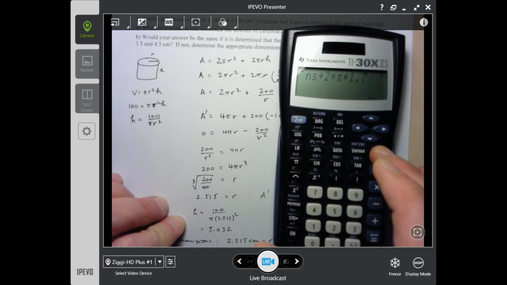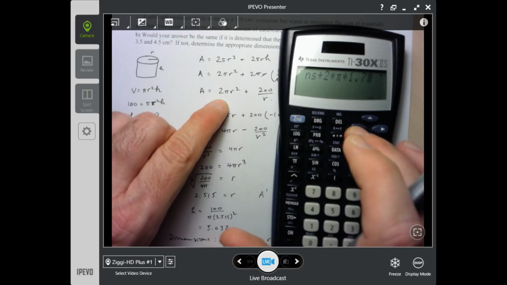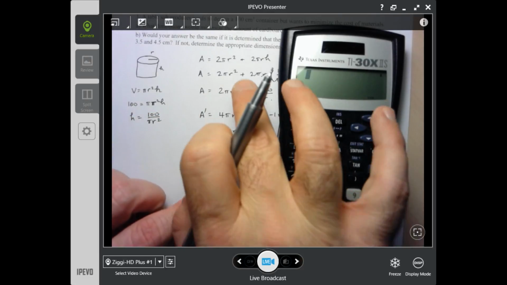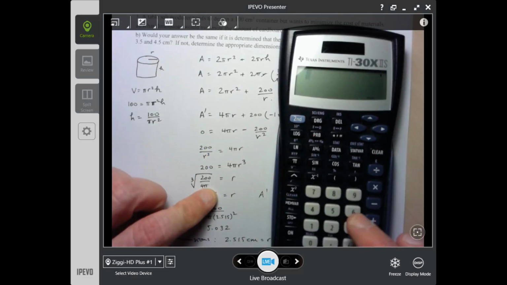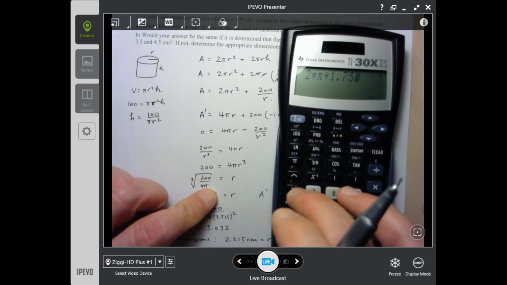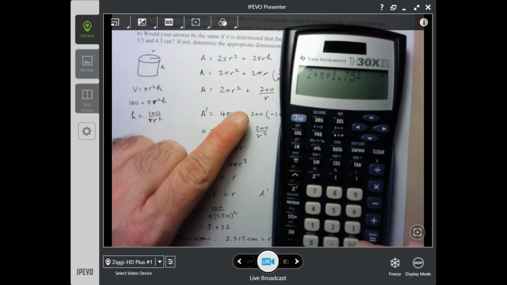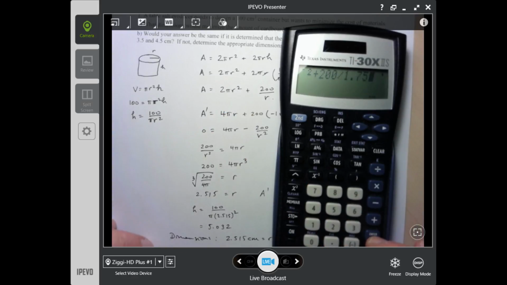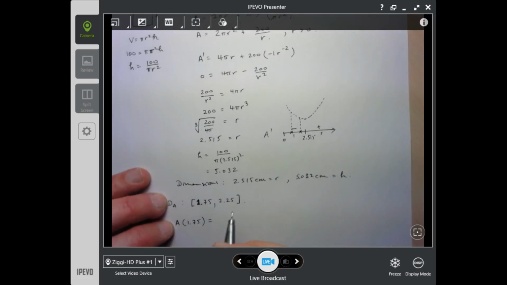Oh, sorry, I'm using the wrong one. So I'm going to delete all that and just start over. I just realized I was looking at this one, and I want to look at this one here. So 2 times pi times 1.75 squared, and then plus 200 divided by 1.75. All right, and what do we have? 133.5.